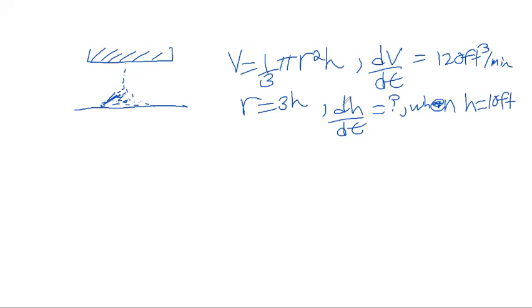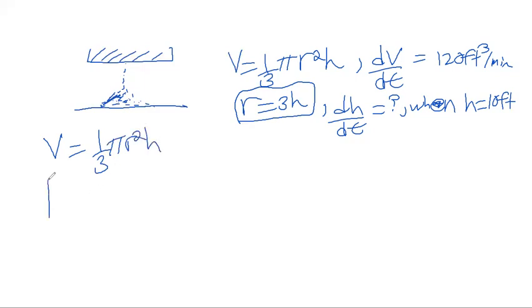So first off, this relationship is important. We have to plug it in, because if you don't, you take the derivative with respect to t to both sides of the equation, you're going to get two differentials, dr dt and dh dt. The problem is we don't know what dr dt is, so that's not going to work. The volume of a cone, again, is 1/3 pi r squared h. And again, they're telling us that the radius is 3 times the height. So we want to plug in 3h for r.